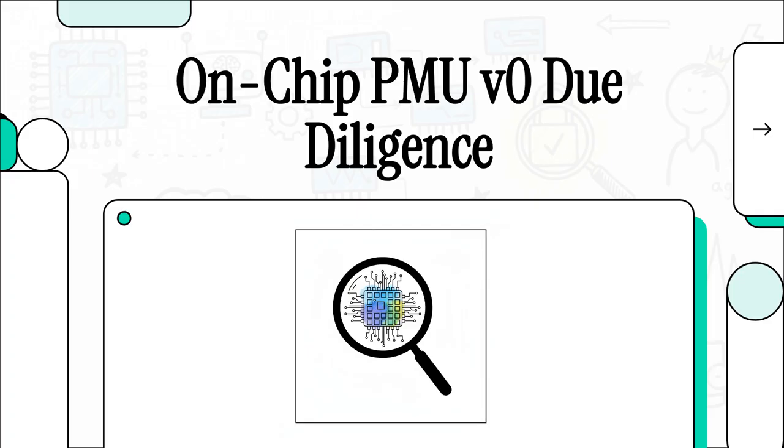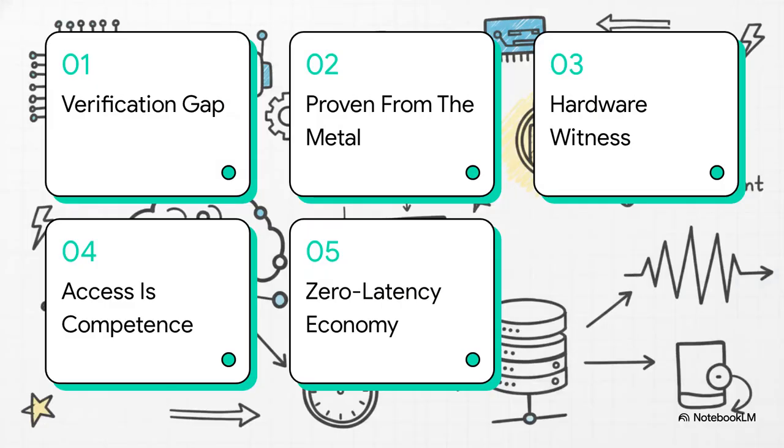Every single claim we discuss today ships with the exact command you need to recompute it. We aren't relying on theoretical models. We're going to prove everything using bare metal math, physical constraints, and hard numbers measured directly from the silicon. Here is our roadmap for the technical audit. We'll start with the hardware verification gap, move into how this is proven from the metal, explore the unforgeable hardware witness, look at IFIM, where access equals competence, and finally, wrap up with the zero latency economy.